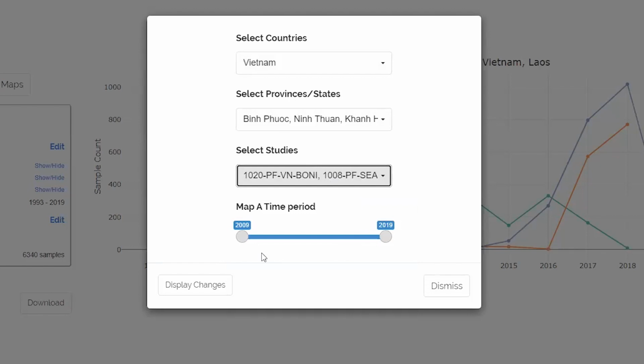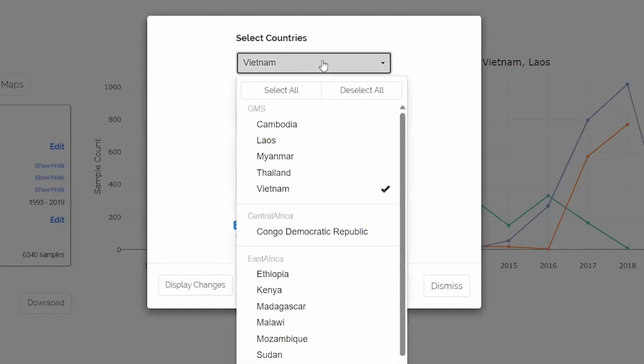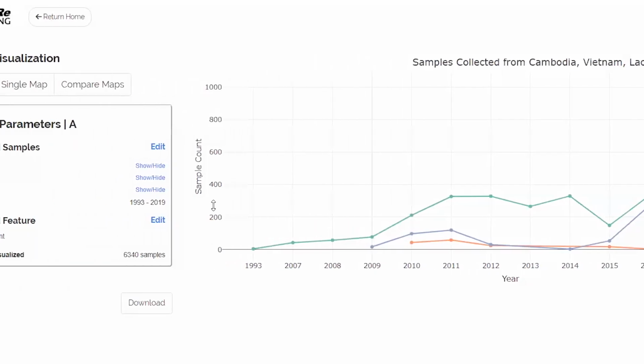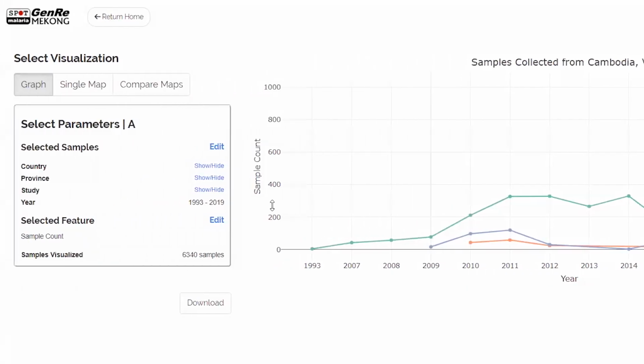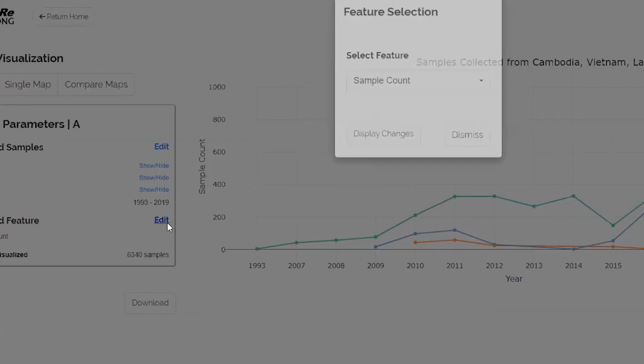And for users to see the changes they've made, they must click on Display Changes. But let's return to the original selection. After users have made their selection, the other category of selection is the selected feature, which is the feature of the samples that they would like to see visualized. There are four different features.